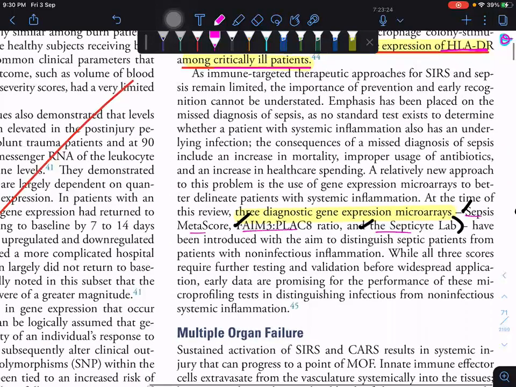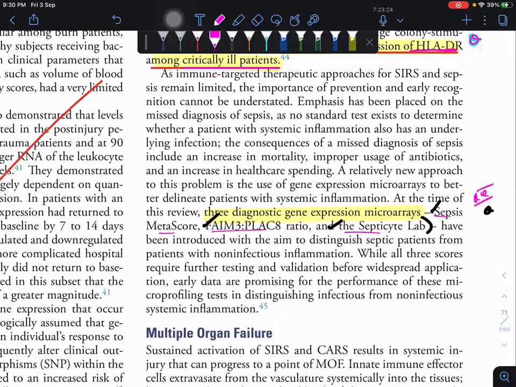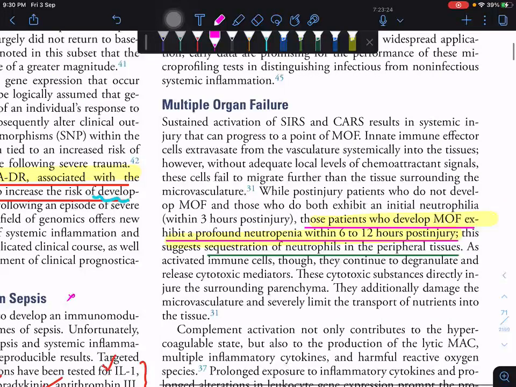And these are the other MCQs. What are the 3 diagnostic gene expression in microarrays? One is sepsis metascore. Second one, FAIM3 to PLAC8 ratio, and number 3 is septicyte level. These are another MCQ.